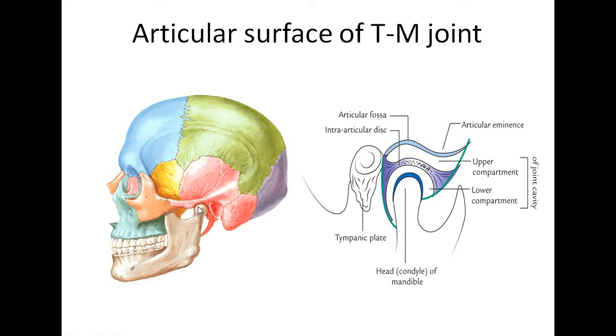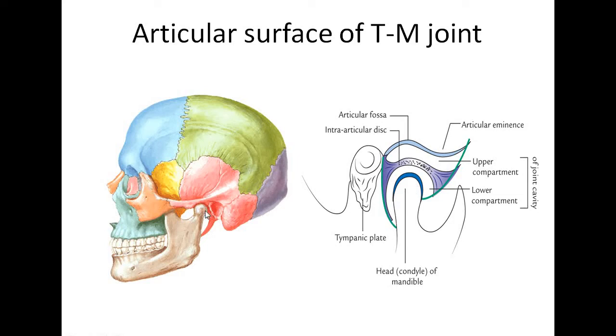The type of joint is the condylar type of synovial joint. As this surface is condylar in nature, it is the condylar variety of a synovial joint. The articular surfaces are: the upper articular surface is formed by the depression called the articular fossa or mandibular fossa, and one eminence called the articular eminence or articular tubercle. So the upper articular surface is formed from behind forward by the articular fossa and the articular eminence, whereas the lower articular surface is formed by the elliptical shaped head of the mandible.